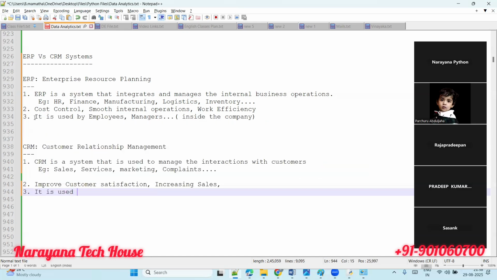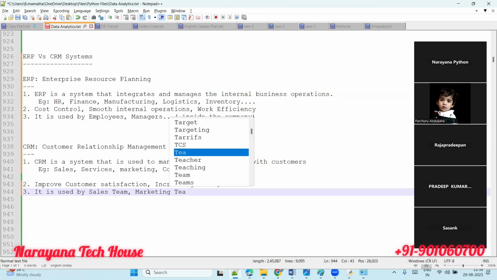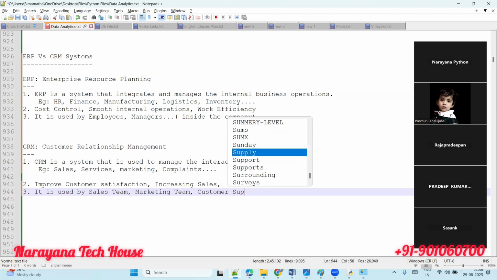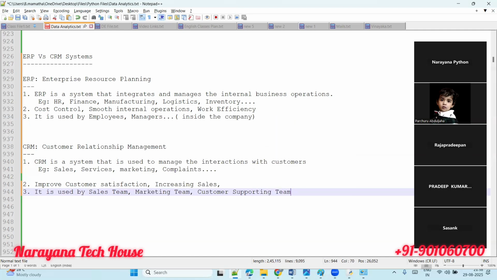Used by whom? Tell me. It can be the sales team, guys, or the marketing team, or the customer supporting team also will be there. The supporting team, guys, the team which supports customers. Customer service person, customer sales, correct, right?